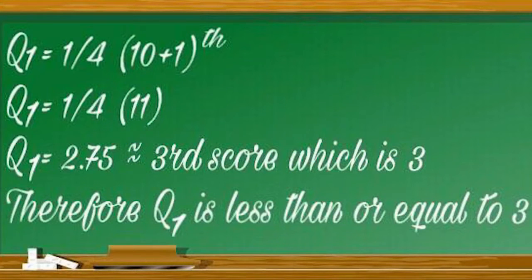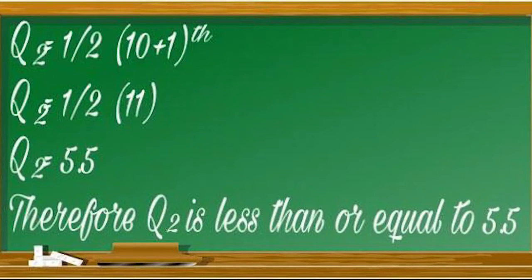Let's substitute it. Quartile 1 is equal to 1/4 of 10 plus 1. Quartile 1 is equal to 1/4 of 11. Quartile 1 is equal to 2.75, equivalent to the third score, which is 3. Therefore, quartile 1 is less than or equal to 3.